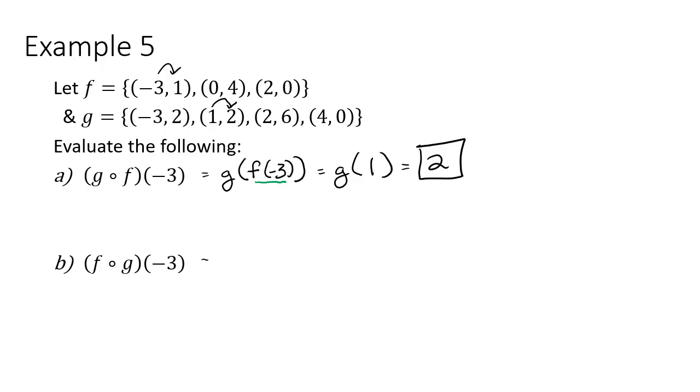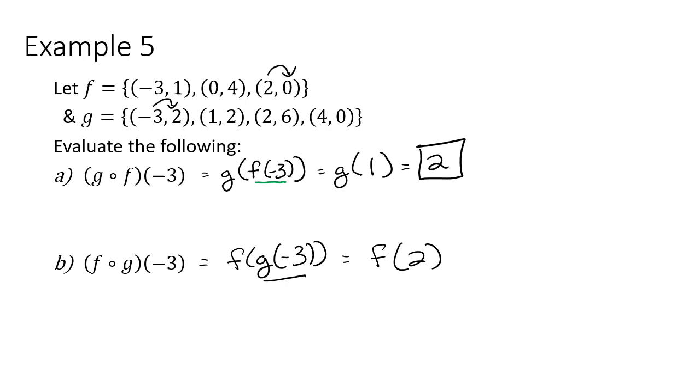Similar for part B. If we've got f composed with g of -3, this would be f of g of -3. So this time g goes first. G of -3. So g would take the -3 and turn it into 2. So this would be now f of 2. And now it's f's turn. F would take the 2 and evaluate it out to be 0. And so f composed with g of -3 would be 0.